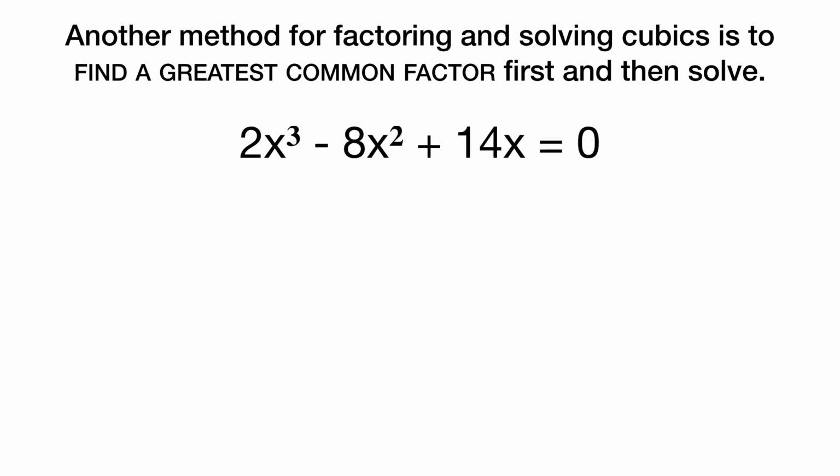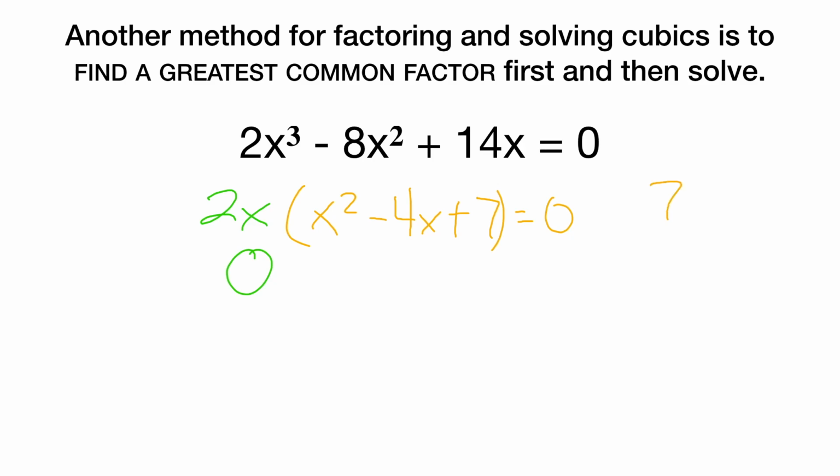All right, so greatest common factor in this case, all of these are multiples of 2, so 2x times x squared minus 4x plus 7 equals 0. So let's see. One of our zeros is definitely still 0 because 2x is 0 whenever x equals 0. But now let's see. Multiples of 7 that also add up to be 4. 1 and 7. There are none, which means I guess we're done. Or we could always use the quadratic formula.